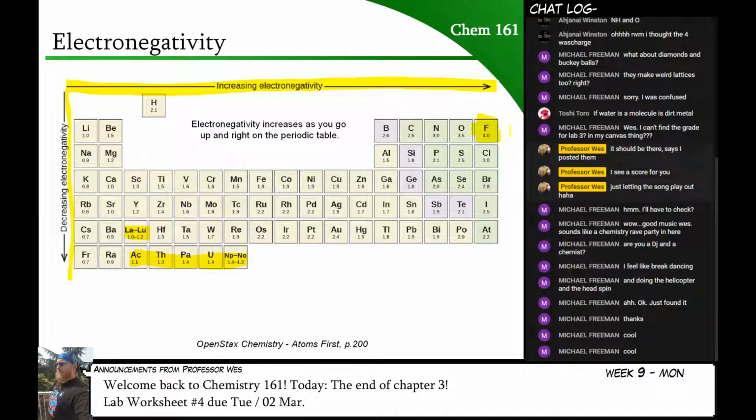Now, why do these trends do what they do? Well, as you go from left to right, Z effective increases, right?